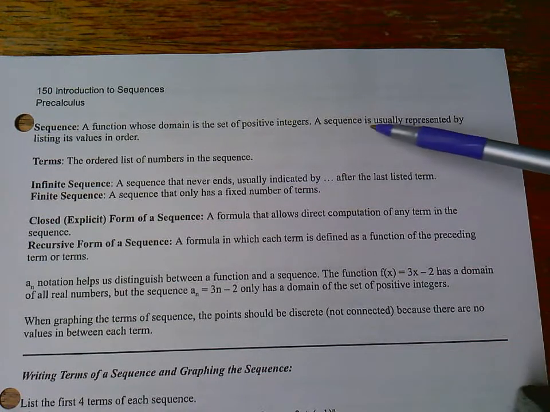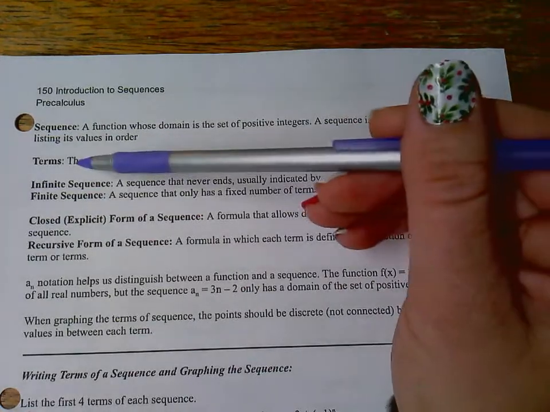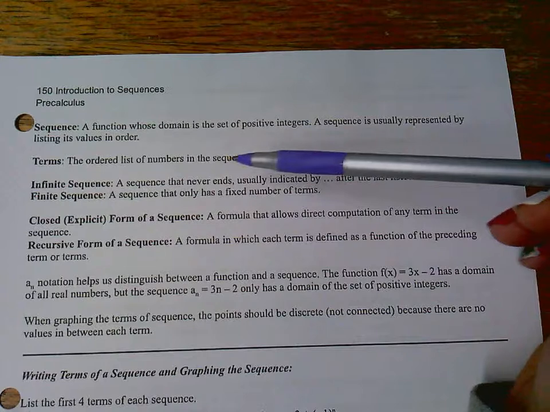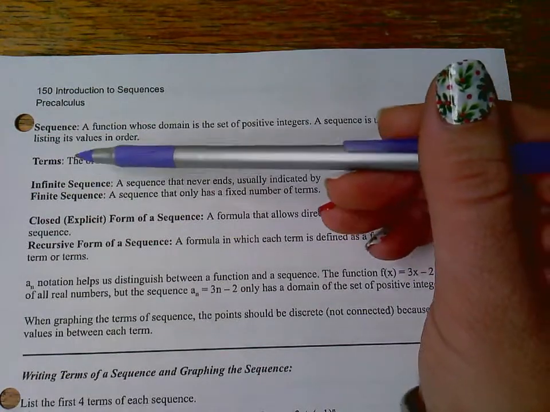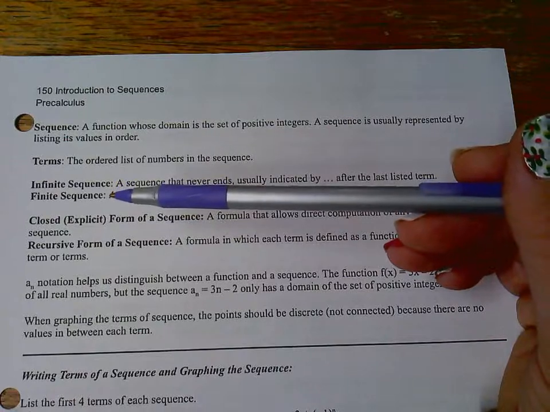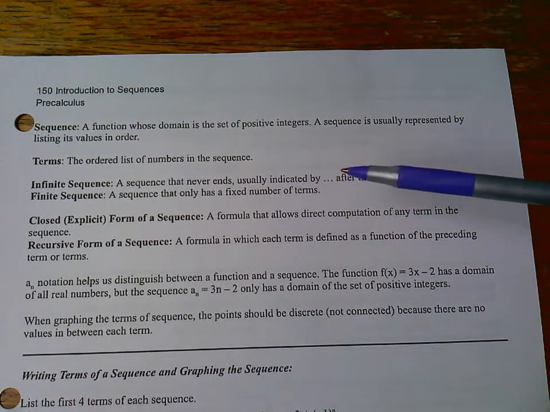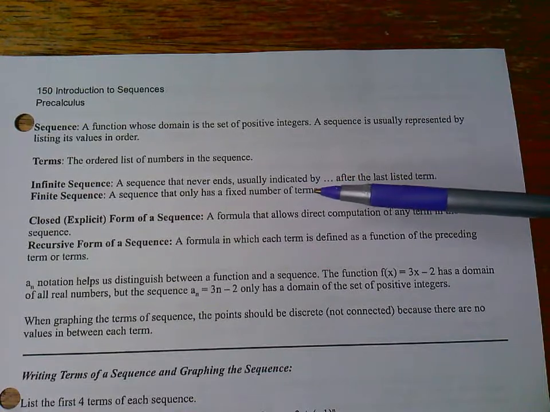A sequence is usually represented by listing its values in order. The terms are just the ordered list of numbers in the sequence, so we're going to be using the word terms a lot. An infinite sequence goes on forever, so it's a sequence that never ends, and it's usually indicated by ... after the last term, whereas a finite sequence only has a fixed number of terms.